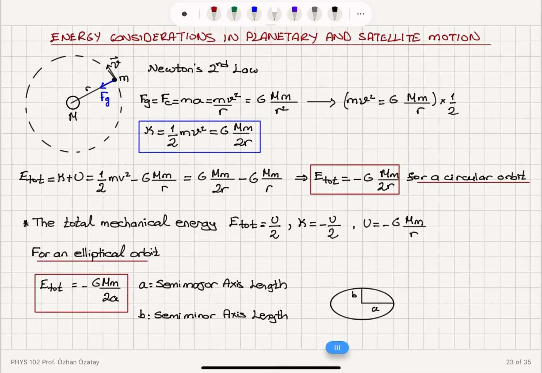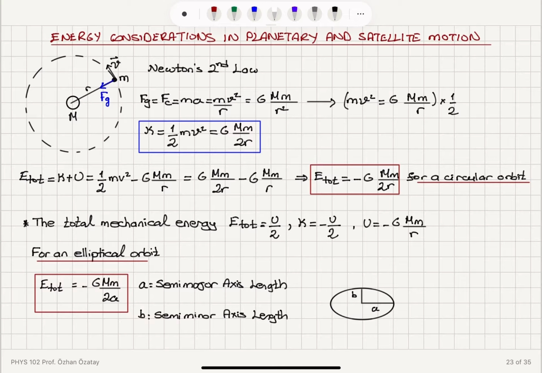All right. So the total mechanical energy we can write as the gravitational potential energy, minus GMm over r, divided by 2. So it's U over 2. And the kinetic energy can be written as minus U over 2. And U is minus GMm over r.